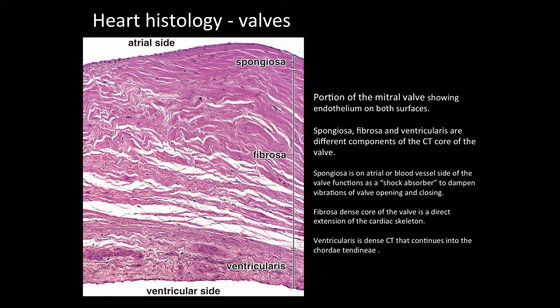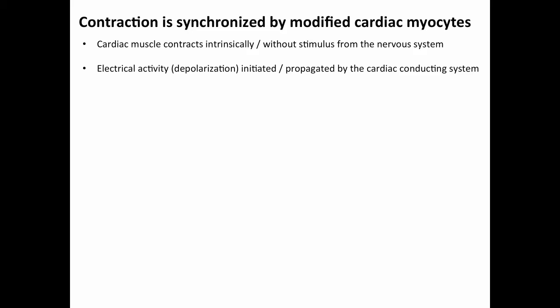The fibrosa is a dense connective tissue core in the valve. It's a direct extension of the cardiac skeleton, and the ventricularis is also a dense connective tissue that continues into the chordae tendineae. Contraction in the heart is synchronized by modified cardiac myocytes.